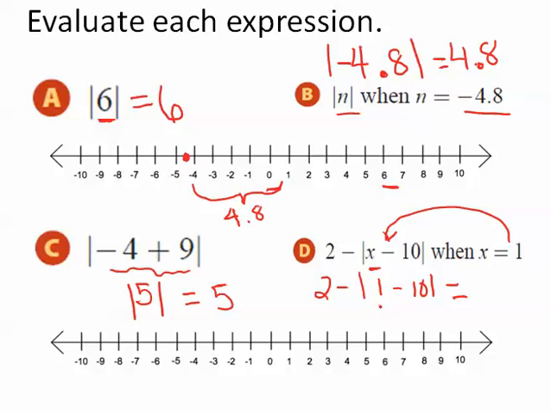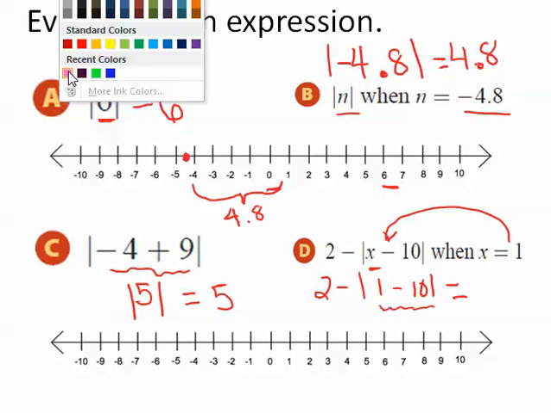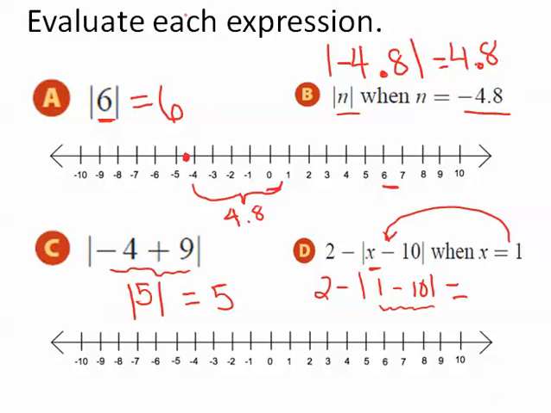Well, that means we do whatever's inside the little brackets first. So 1 minus 10, that's negative 9. But it's still absolute value because we haven't asked ourselves the question. Now we ask ourselves the question, what is the absolute value of negative 9? And you say, oh, well that's positive 9. So now we can answer 2 minus 9, and that's negative 7.